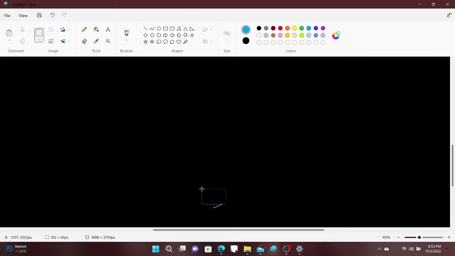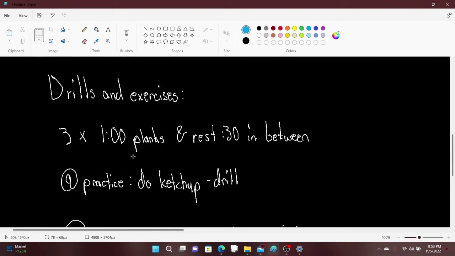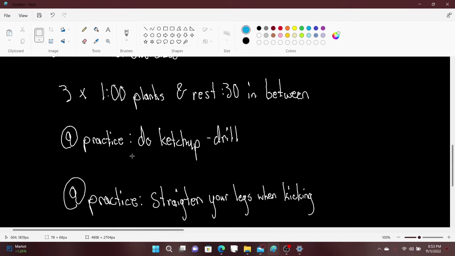All right. Now I'll just move on to the last part of this lecture, which is basically what are some things that you can do inside and outside of practice. So the first exercise we have is three 1-minute planks and 30 seconds rest in between. So how does this help?